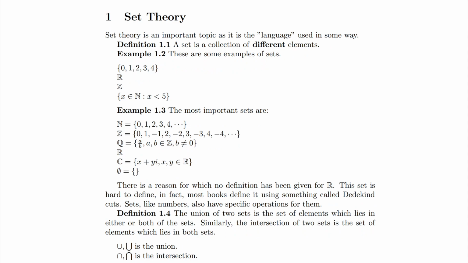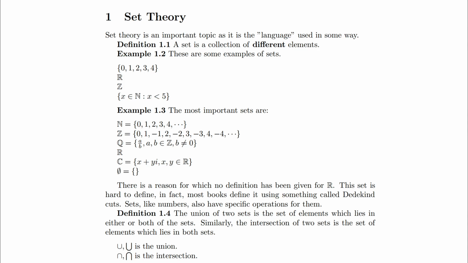Now we present the most important sets. The natural numbers, which are all the numbers 0, 1, 2, 3, 4, and so on. The integers 0, 1, negative 1, 2, negative 2, basically all the naturals and their additive inverses. The rationals, which are those numbers which can be expressed in the form a over b, such that a and b are integers and b is not 0. In other words, all those numbers which solve a linear equation.